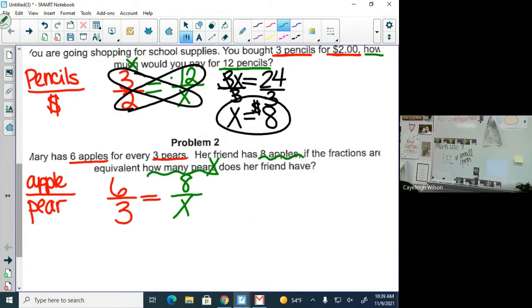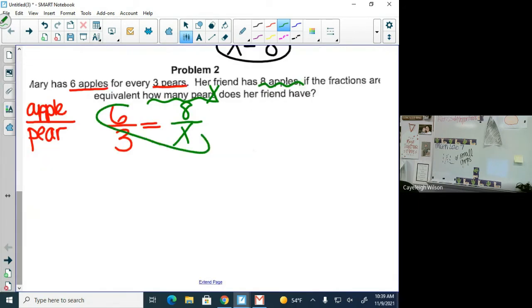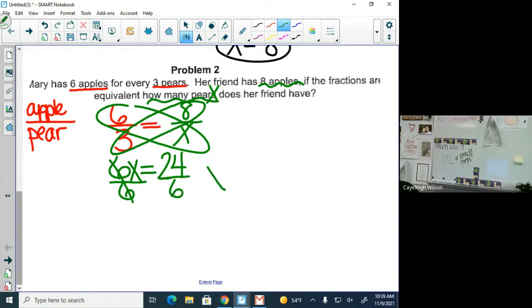All right, I'm going to cross multiply. So I'm going to do 6 times X is 6X. 3 times 8 is 24. Divide by 6, and she has 4 what? Pears. She has 4 pears. Because X is on the bottom, and we put pears on the bottom. Are there any questions about those 2?